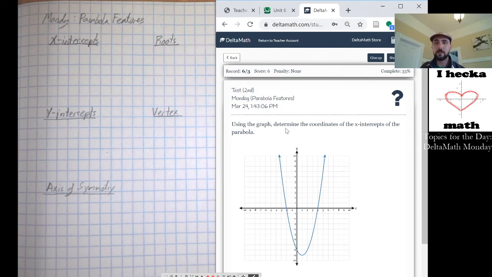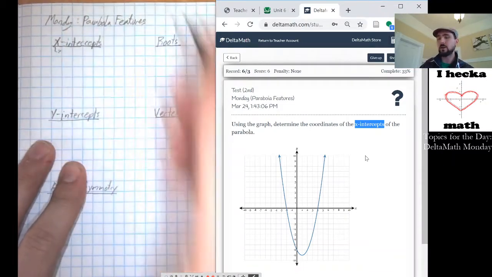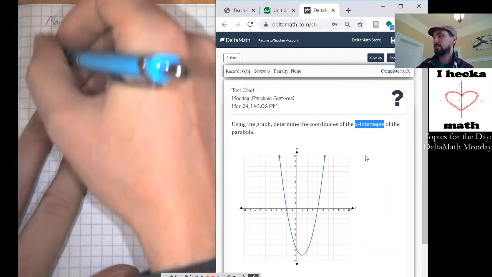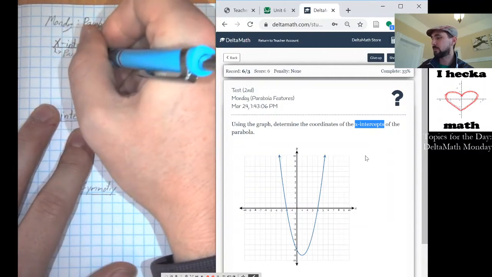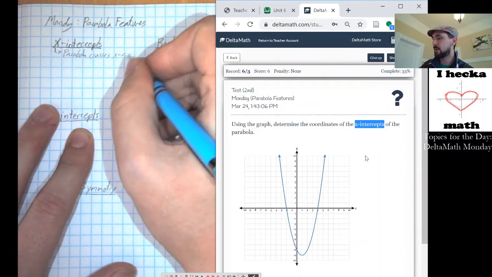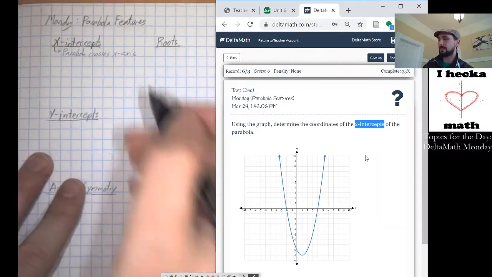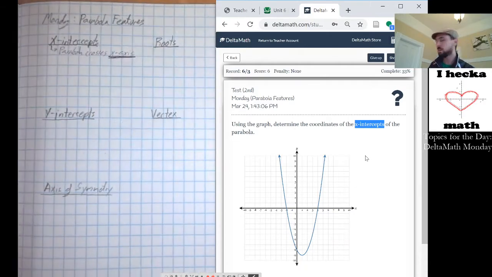Using the graph, determine the coordinates of the x-intercepts of the parabola. Cool, x-intercepts. So x-intercepts are where the parabola crosses the x-axis. And hopefully the language makes sense: x-intercepts, x-axis. I'm going to underline x-axis because it's kind of the big idea here.